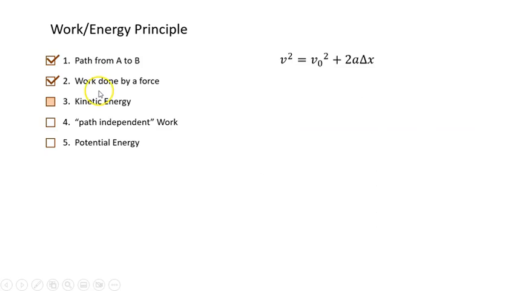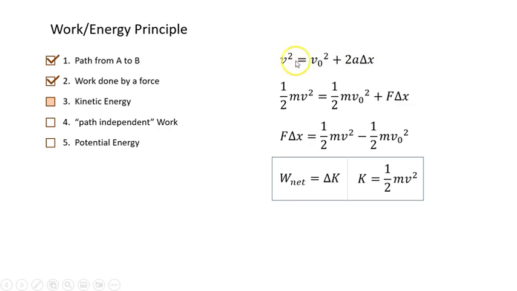Now, there is the work energy principle that I'd like to briefly derive, and it's not essential to derive, but I think it would be nice to do. Here is the constant acceleration equation, the one that we call the one without time. And if I were to multiply both sides by half of m, I would get half of m v final squared equals half of m v initial squared plus 2 times half of m. So the 2 and the half cancel, and then I'd have the ma delta x.